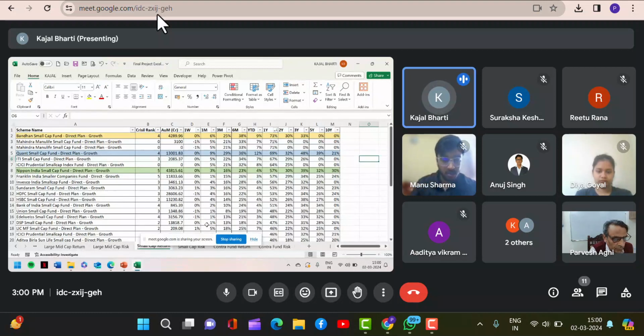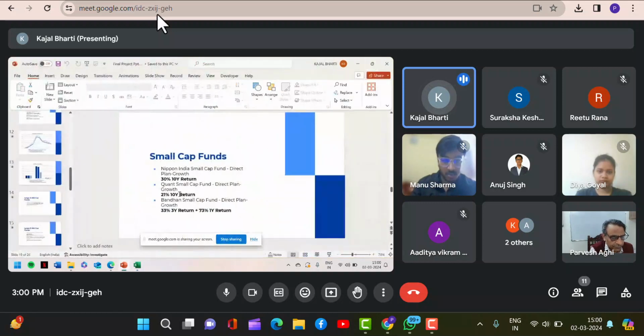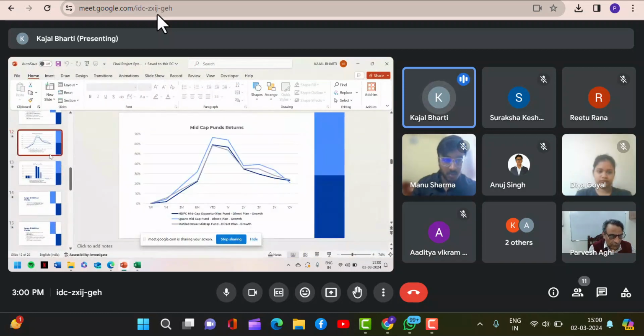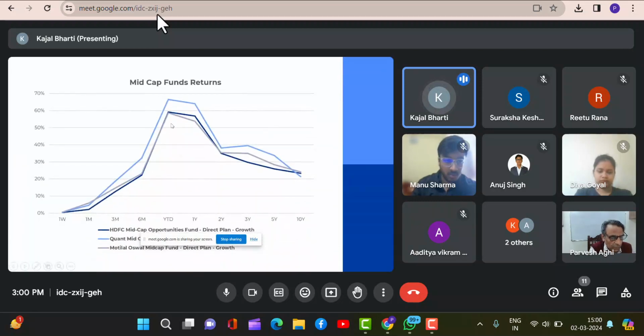So based on these three categories, we have scaled down that these three funds are the ones which we will be going ahead with. Now, coming back to the presentation, based on this we have drawn this graph, and it shows a similar picture to what I discussed right now.